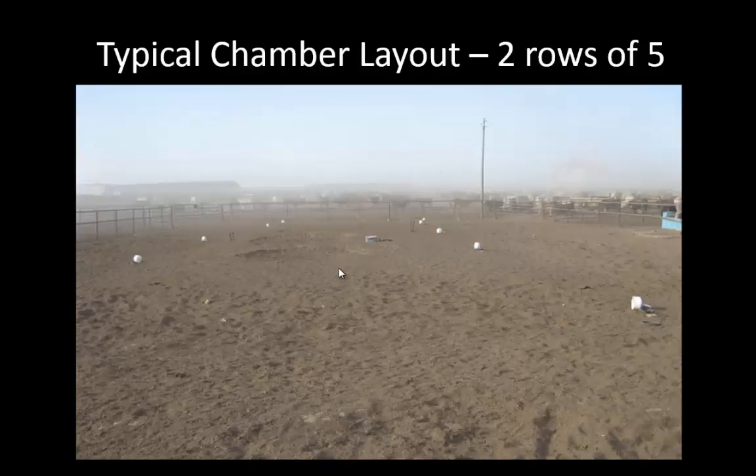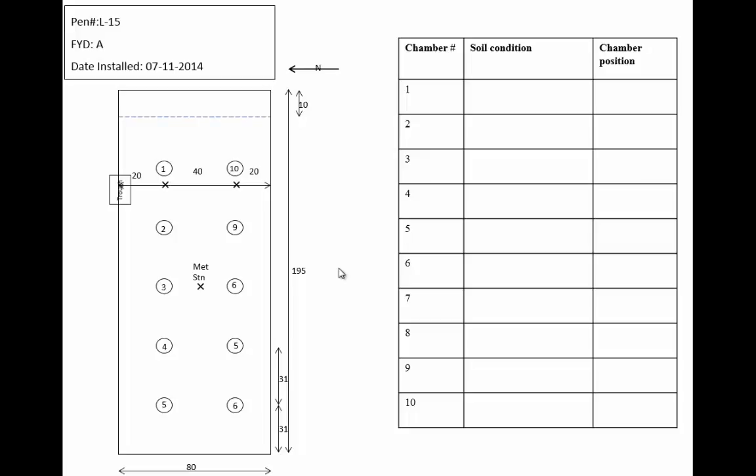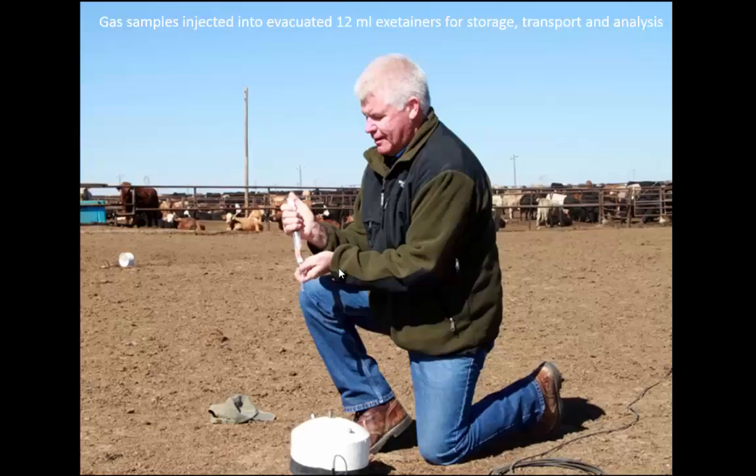This is a typical layout we use of our 10 chambers, 2 rows, 5 chambers in each row. You can actually see the back of the pen in this photograph. Sometimes the dust is such that you can't see the end of the row. So graphically, pens are about 200 feet by 80 feet. Normally there'd be about 100 animals in that pen.